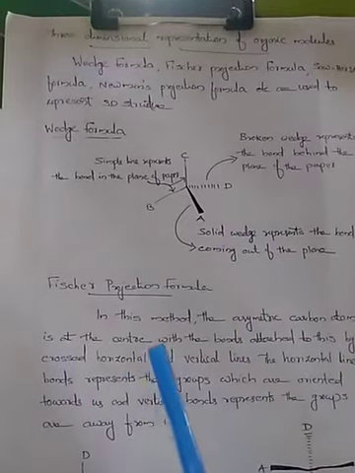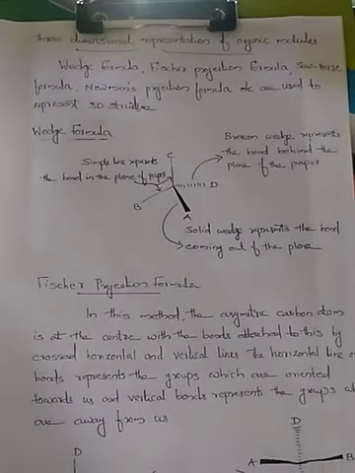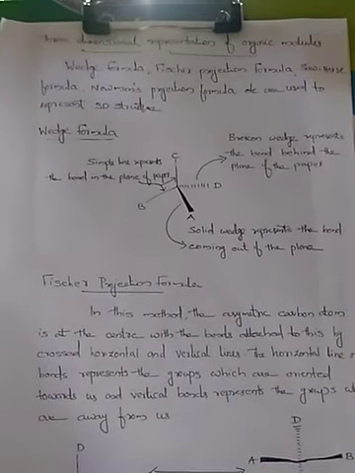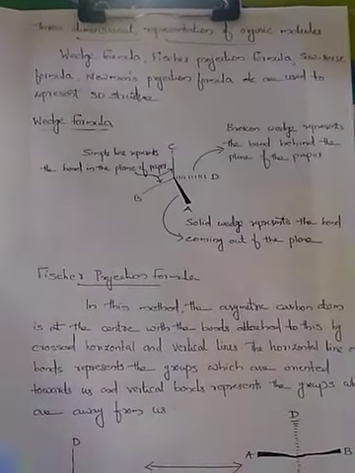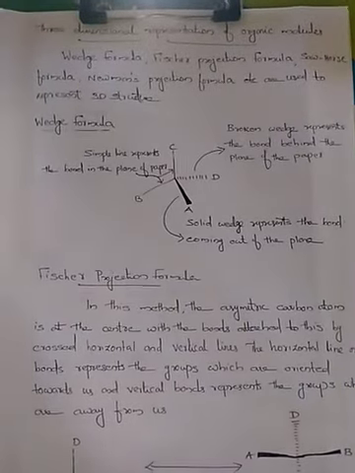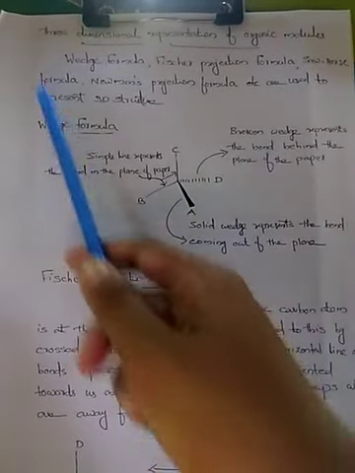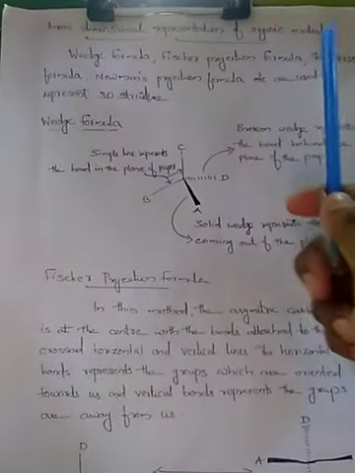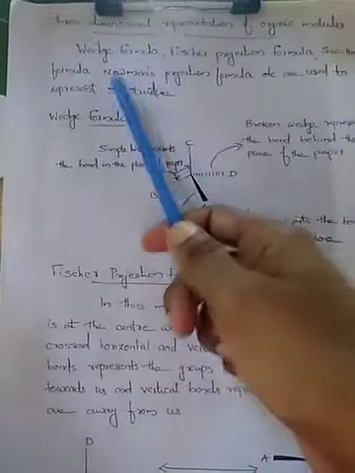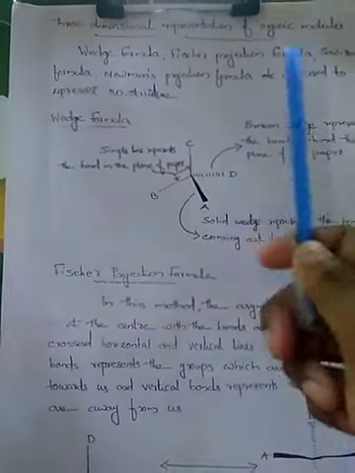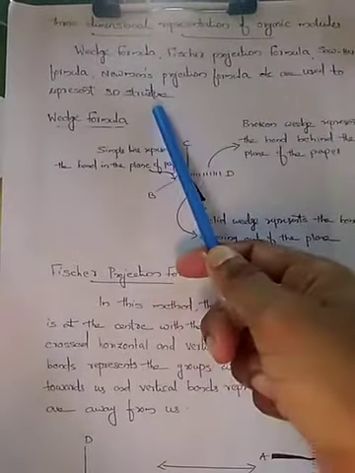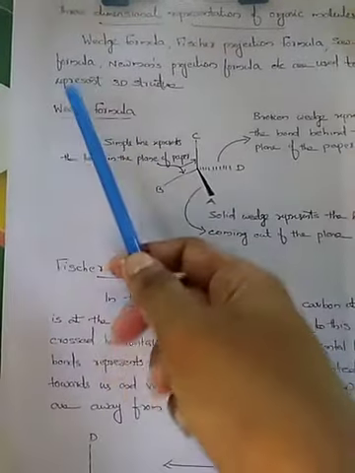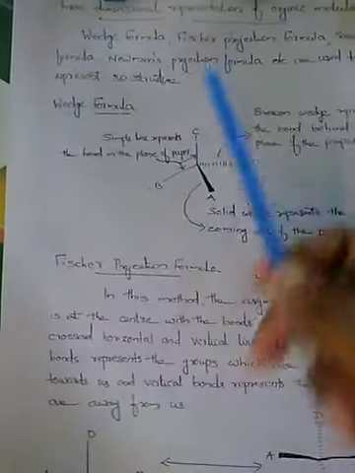Students, today I am coming with another topic, three-dimensional representation of organic molecules. There are different kinds of three-dimensional representation of molecules. They are Wedge formula, Fischer projection formula, Sohor's formula, Newman's projection formula. They are used to represent 3D structure. First of all, we are checking what is Wedge formula.